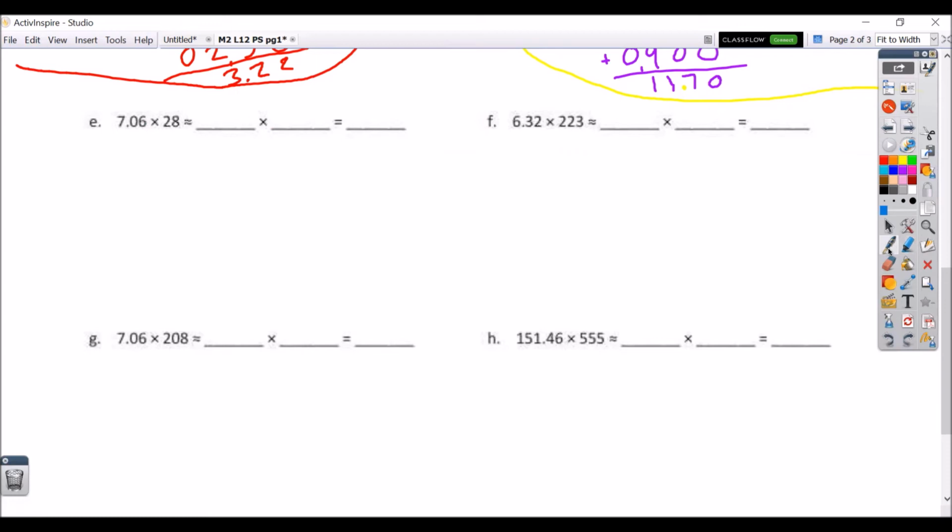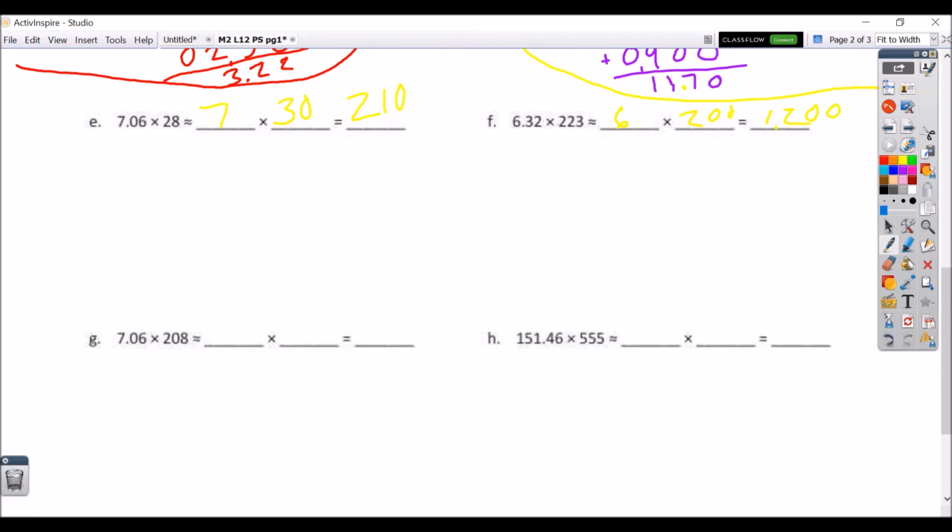Together, 7 and 6/100, or 7.06, is going to be close to 7. 20 gets close to 30. So our answer should be close to 210. Over here, 6 and 32/100 is close to 6. 223 is close to 200. So our answer should be around 1,200.